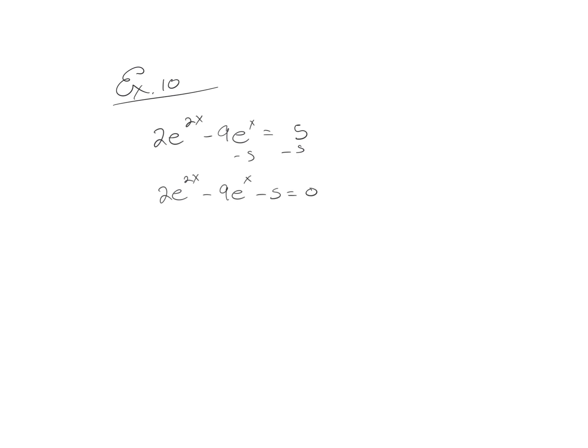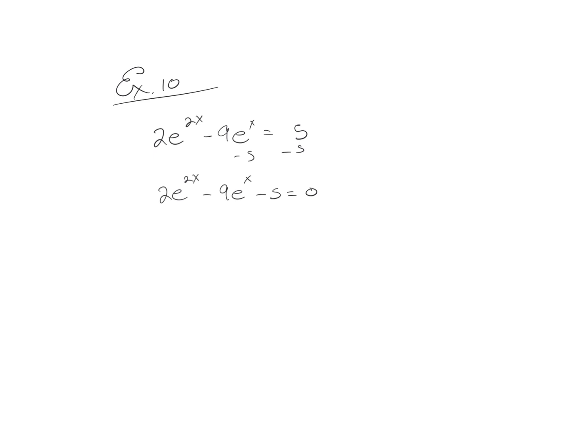So let's do example 10. We have 2 e to the 2x power minus 9 e to the x power equals 5. Now, for this type of problem, I'm going to move everything to the left to equal 0. I don't know if you noticed, but because we have the e to the 2x, the e to the x, and then a 5, it's basically a quadratic equation.